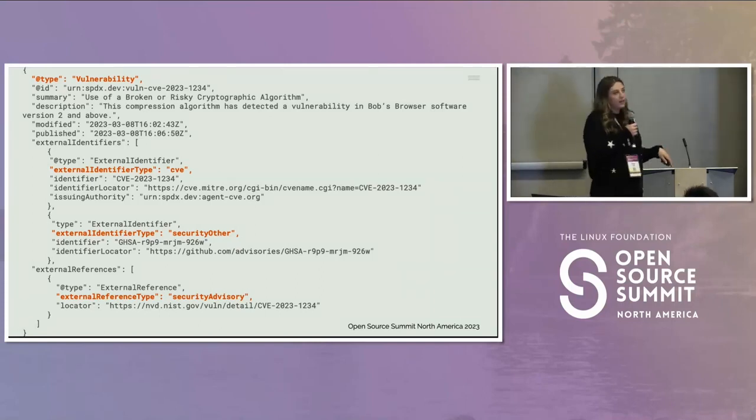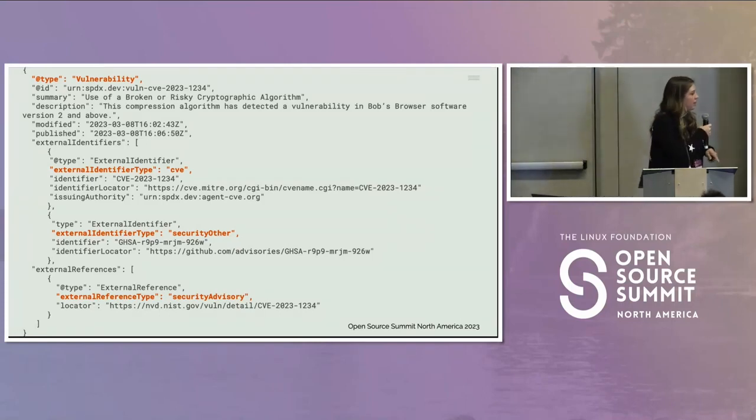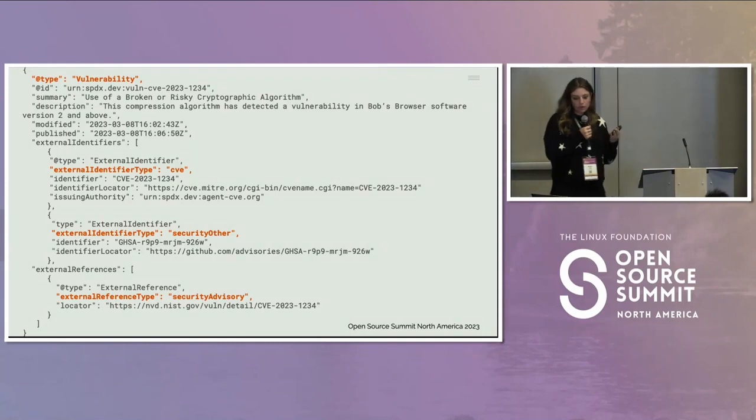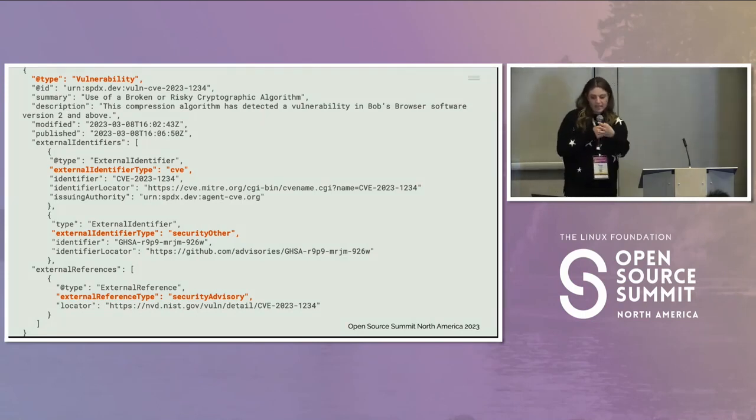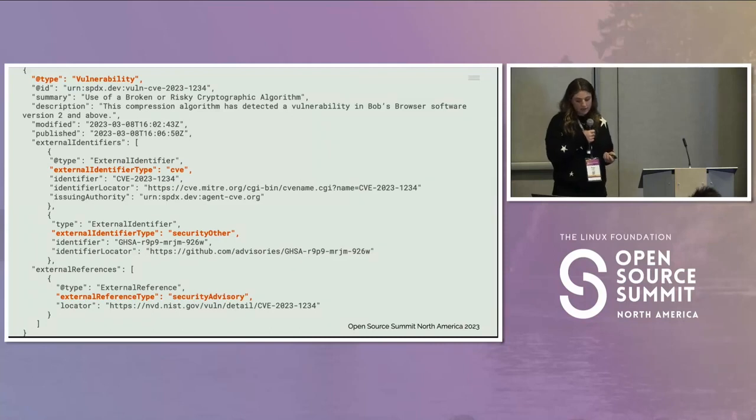So the things highlighted in orange are security profile specific things that I've talked about in this presentation. So we would create this vulnerability element, and we're going to say it's CVE 2023-1234. And this is all made up. So we'll just say there's an ID, a summary, a description for this vulnerability because it is an element in the security profile. And then we have these external identifiers.